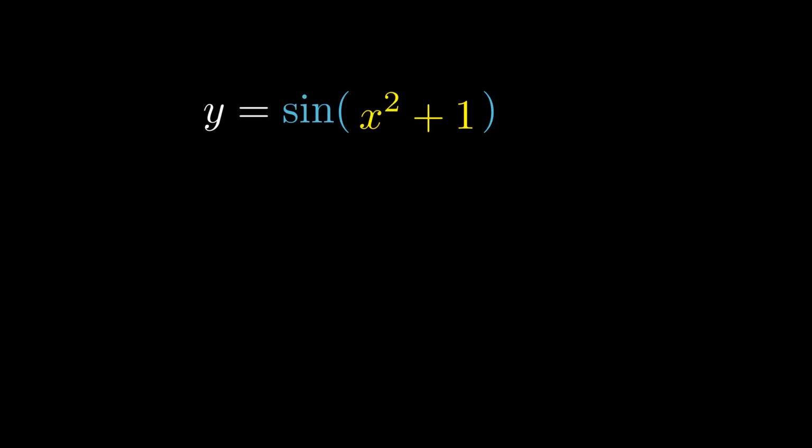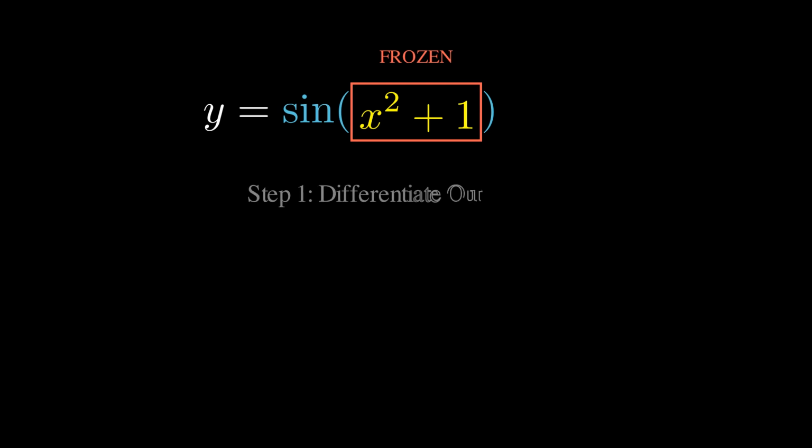Let's apply the peeling onion strategy to a composite function, sine of x squared plus 1. Most students panic here because they see multiple layers at once. Don't panic, just freeze the inside. Pretend that x squared plus 1 is a solid block of ice. You're not going to touch it yet. First, we differentiate the outer shell only. The derivative of sine is cosine. Notice we haven't touched the inside yet.